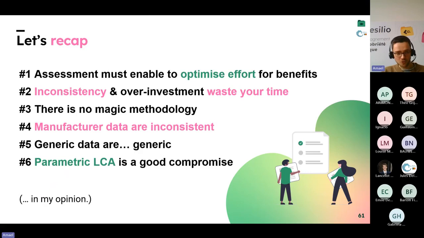And unfortunately, I'm not sure it will improve in 2025. So that's one thing. And the second point is that generic data are generic. So be sure that if you use them, they cover the use case you're working with. So the conclusion on this data part is that parametric LCA may be a good compromise. Resilio-DB is one. Boavizta API is another source. You can find plenty of them, or some of them. So in my opinion, yes, parametric LCA is a good compromise on this data part.